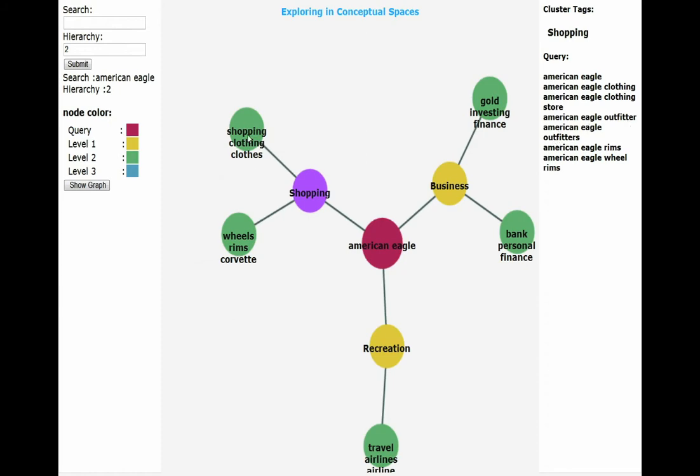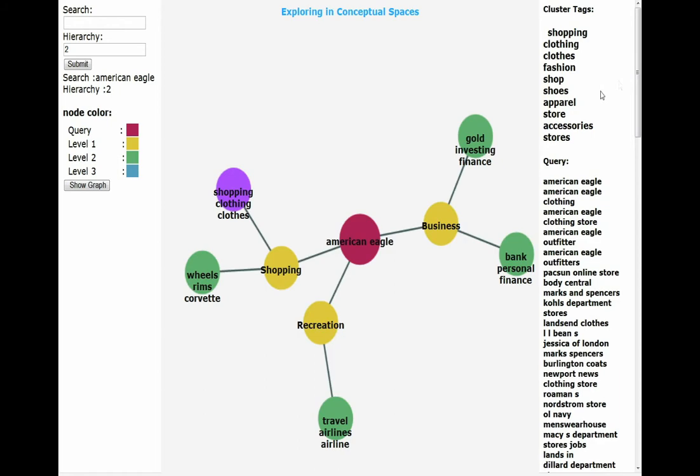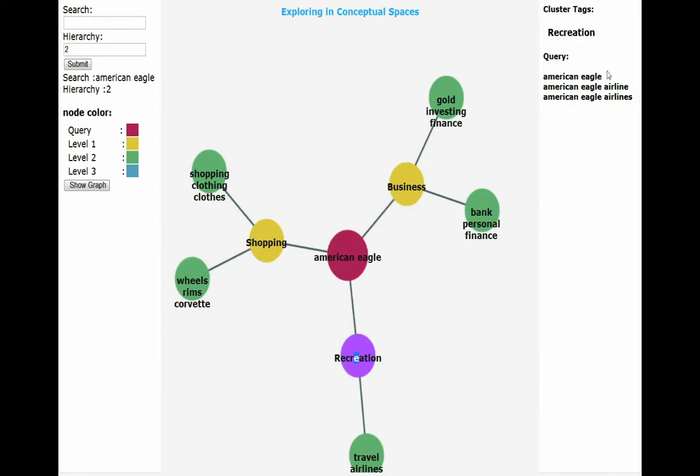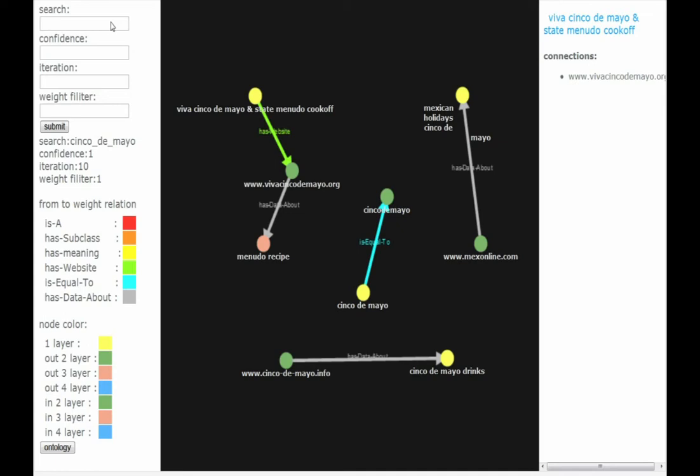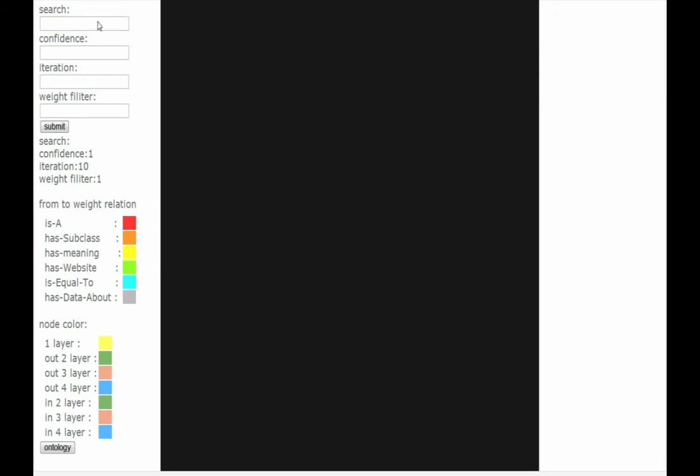Going deeper in the hierarchy, you can find things related to shopping, clothing, fashion. If you go to recreation, you can find information about American Eagle Airlines. Okay, finally, in our third scenario, the user wants to look for information about American Eagle.